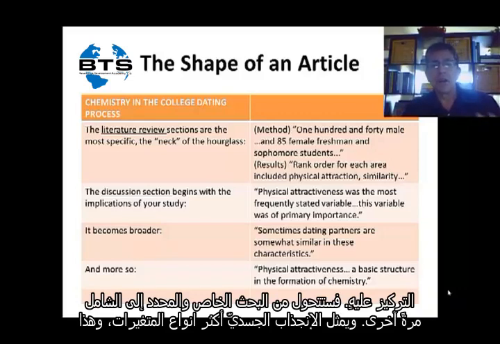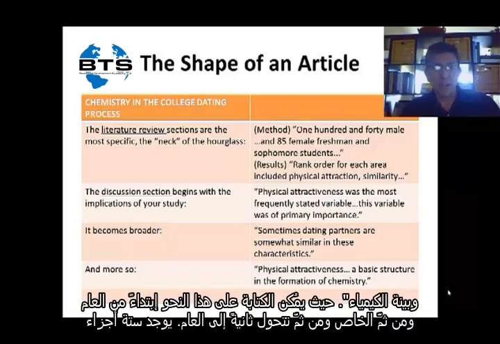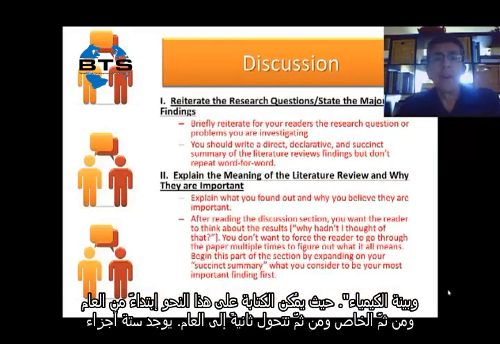So: physical attractiveness was the most frequently stated variable, and this variable was of primary importance. And then it goes very broad. At the end, you'll see the last sentence: physical attractiveness, a basic structure in the formation of chemistry. So you're going to be writing that way: big, specific, and then going back to broad one more time. So let's take a look at that.